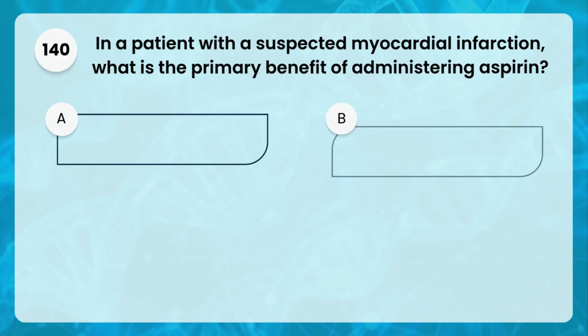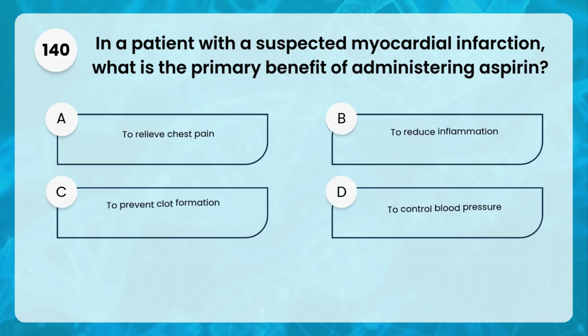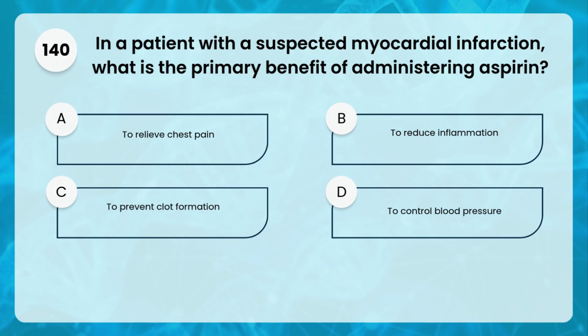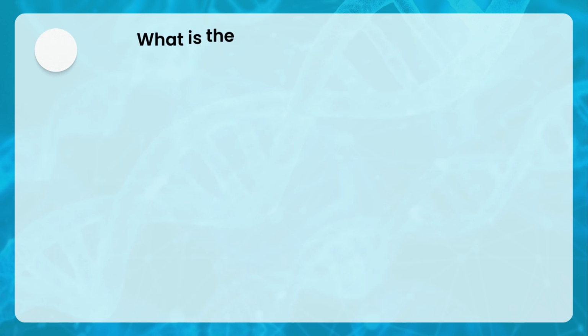Number 140. In a patient with a suspected myocardial infarction, what is the primary benefit of administering aspirin? A. To relieve chest pain. B. To reduce inflammation. C. To prevent clot formation. Or D. To control blood pressure. The answer is C. To prevent clot formation.